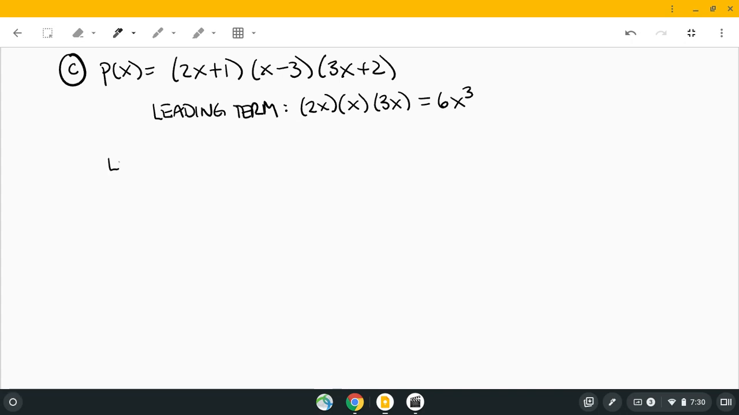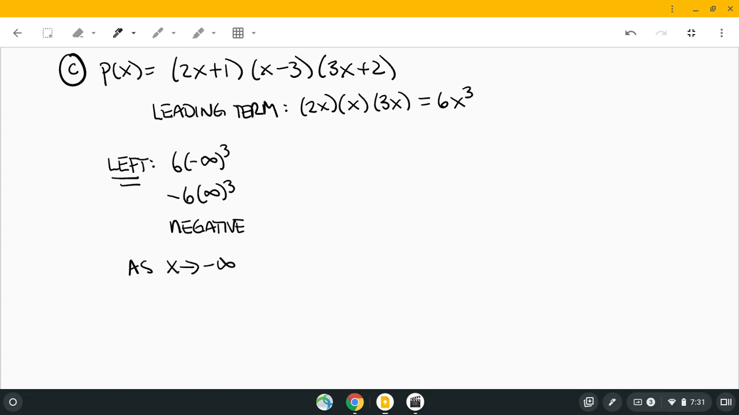Okay, so starting with the left. All right, so we're going left, x's are negative, so I'm going to plug in negative infinity to the third power. Negative to the third power is still negative. So I'll put it on the outside. And then we'll have the infinity to the third. Okay, so then here we end up with a negative result. Okay, so then as x goes towards the negatives, y also goes towards the negatives.